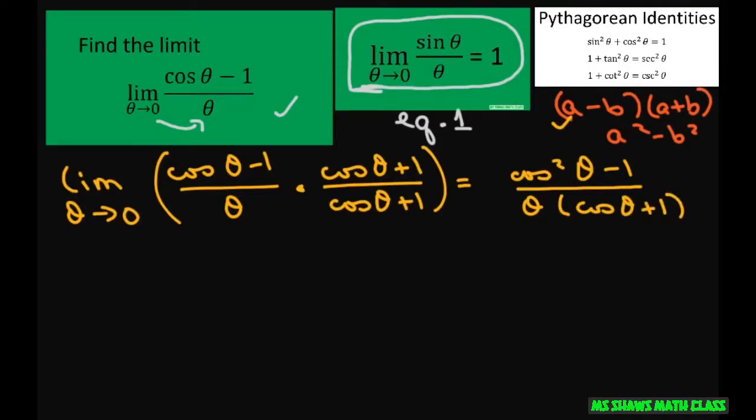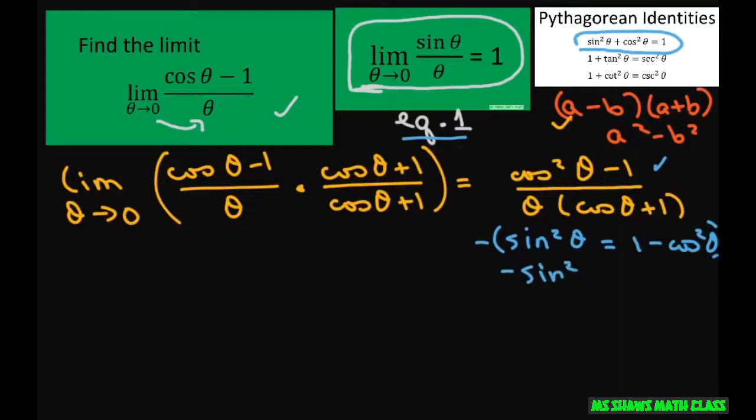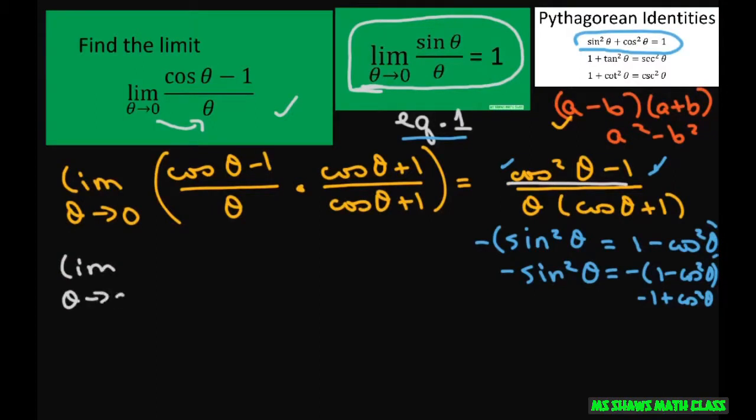Now I'm going to do a little scratch work for this part. Again, remember our goal, and I'm going to use the Pythagorean identity here. I noticed that sine squared theta equals 1 minus cosine squared theta. If I negate both sides, I get negative sine squared theta equals negative 1 plus cosine squared theta, which is our numerator. So that's my little scratch work. I'm going to rewrite my numerator: the limit as theta tends to 0 of negative sine squared theta divided by theta times (cosine theta plus 1).